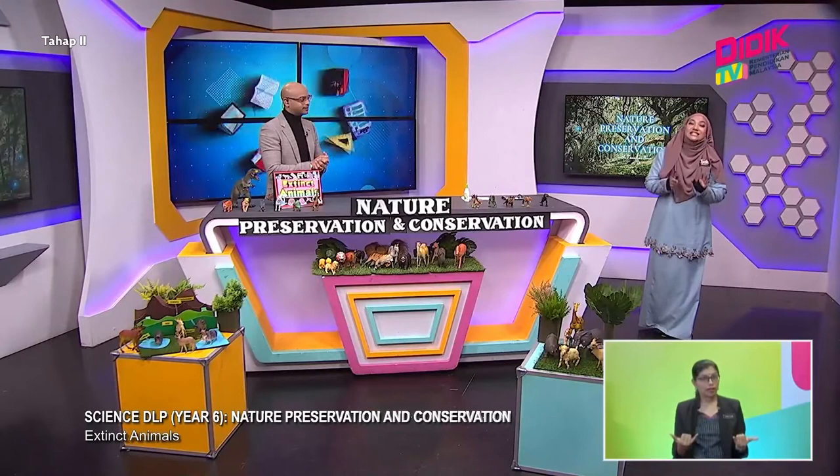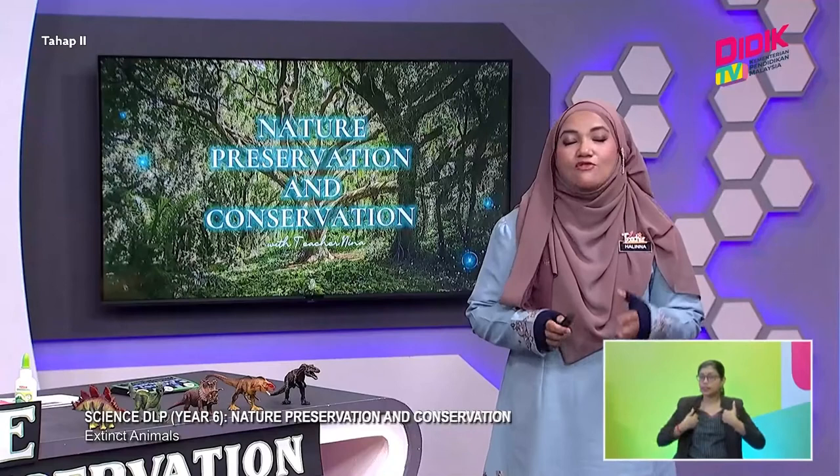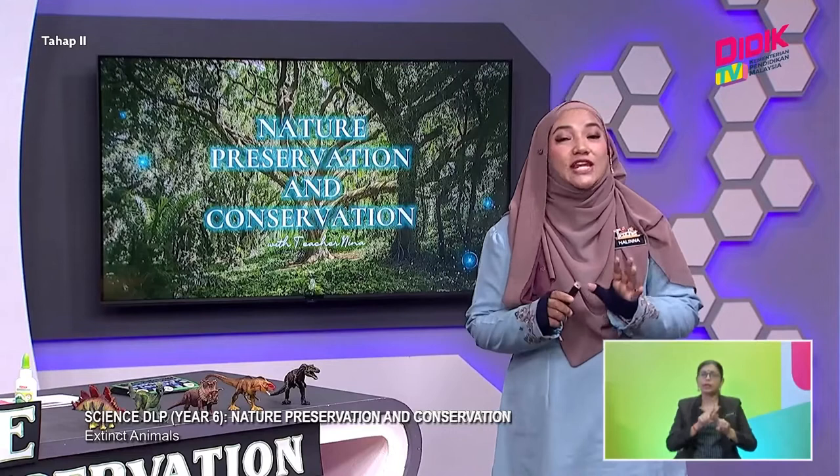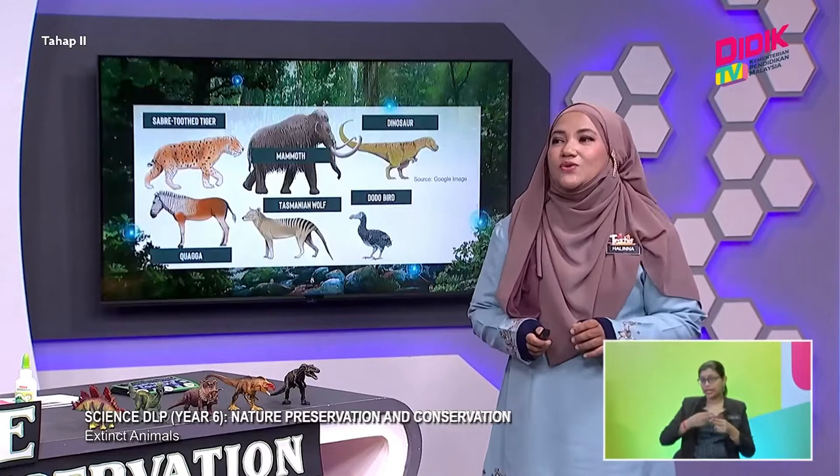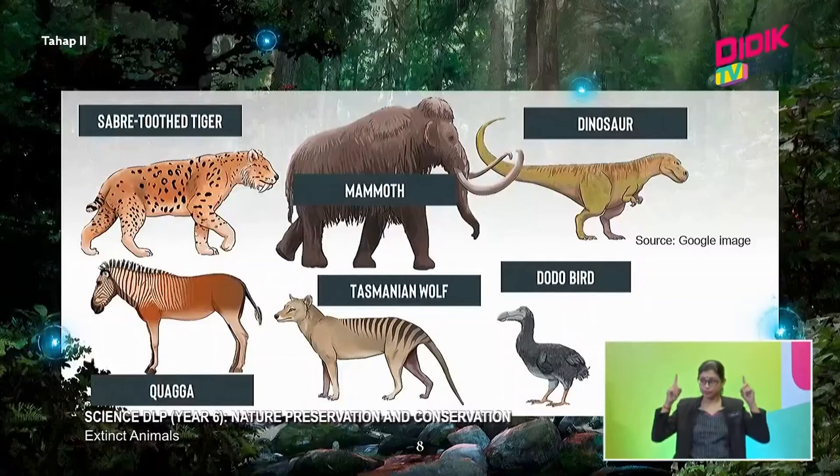Now we are going to look at 6 extinct animals, just like in the Science Year 6 textbook. But of course, there are a lot more. Just these 6, you need to know them by heart. You need to know how they look and why they became extinct. Okay, let's start. These are the 6 animals that you should know. The first one is a saber-toothed tiger.